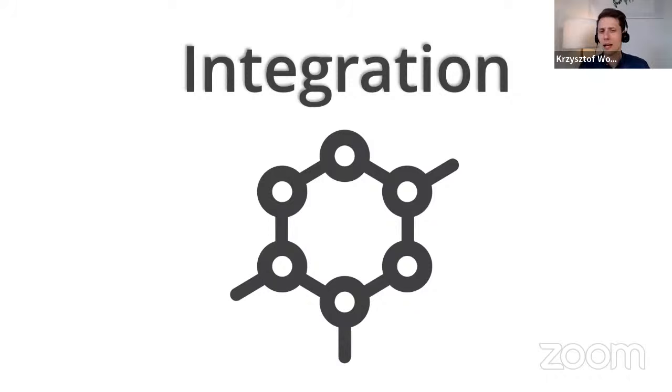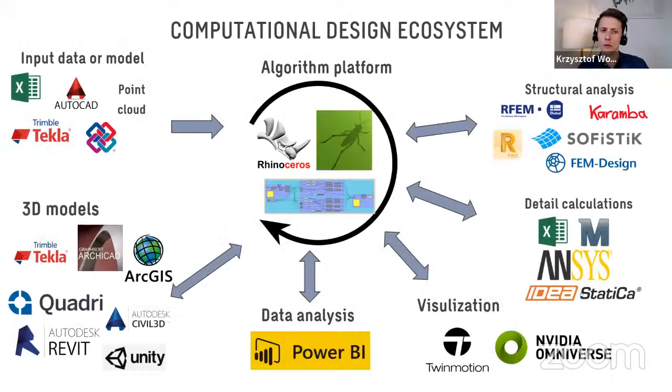Grasshopper has a lot to offer, and as you can see, there is just a small number of programs that Grasshopper and Rhino can be connected with. Every month, I think, a new connector comes out. However, if we look at this workflow, we can see in the top left corner that we have input data in the form of Excel, in the form of an AutoCAD file. We also have a point cloud or an IFC file.